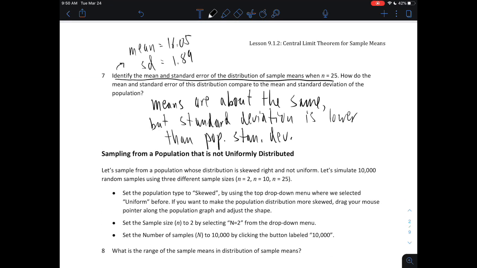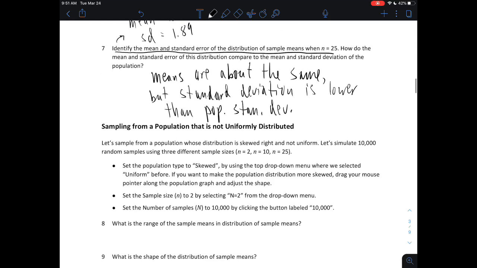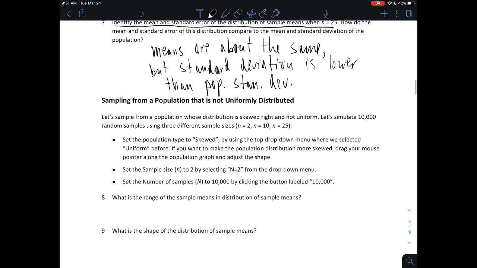Okay, so to continue, we're going to look at some different distributions. So next, sampling from a population that is not uniformly distributed. Let's sample from a population whose distribution is skewed right and not uniform. Let's simulate 10,000 random samples using 3 different sample sizes, n equal 2, n equal 10, and n equal 25 again. Set the population type to skewed by using the top drop-down menu where we selected uniform before.